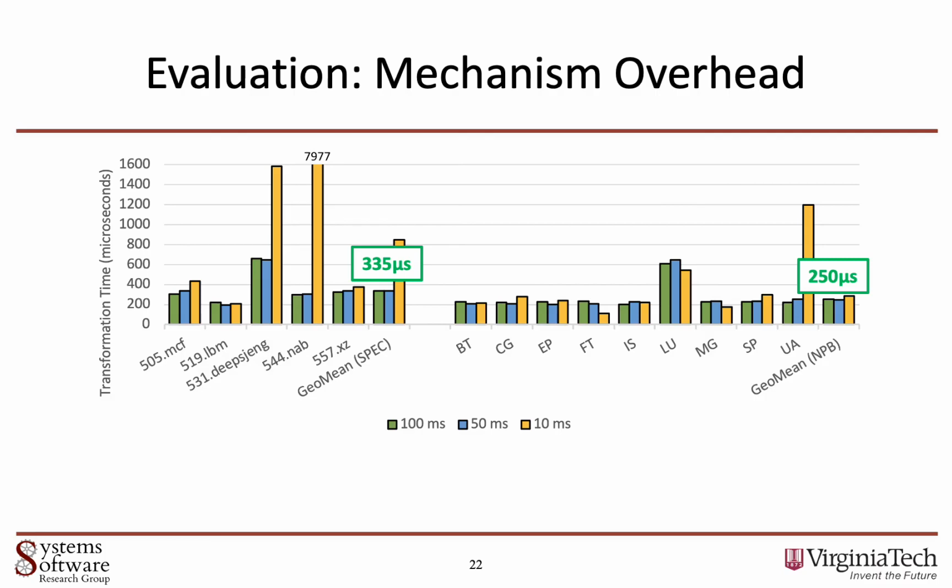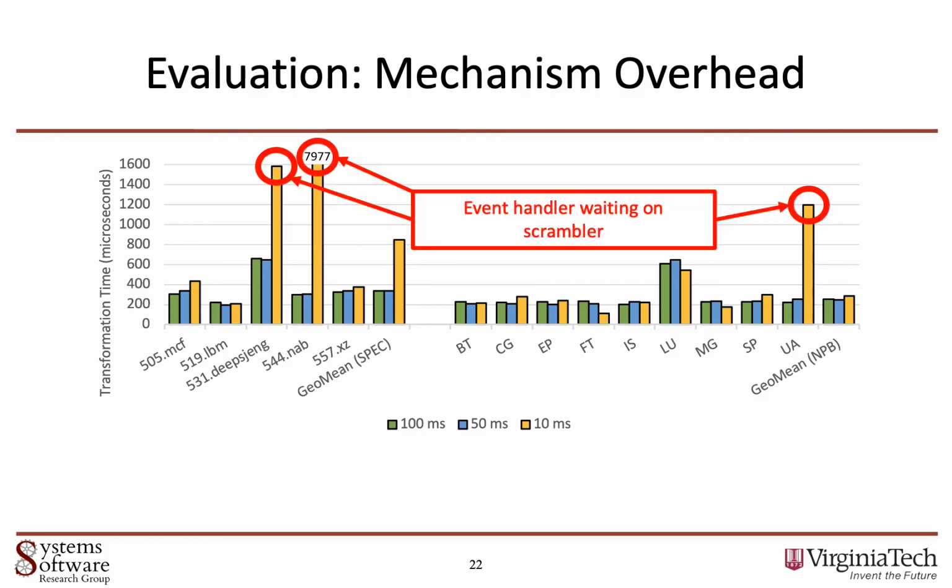For spec benchmarks, it takes on average 335 microseconds for an epoch switch, whereas for MPB it takes 250 microseconds. Spec takes a little bit longer because it tends to have deeper execution stacks. There are several outliers here though. These outliers are caused by waiting on the event handler, waiting for the scrambler to finish generating the next randomization epoch. So this is a possible area of future optimization for Chameleon.